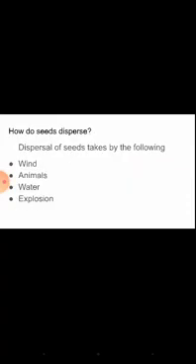How are the seeds getting dispersed? Dispersal of seeds takes place by the following agents which will carry away the seeds. First one is wind, next is animals, water, and explosion. These are the factors or agents of dispersal of seed.